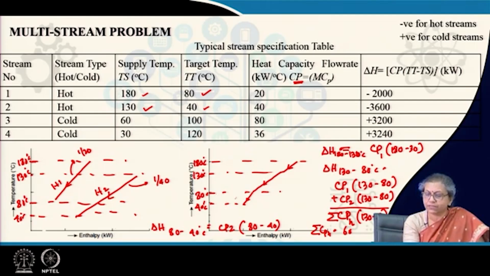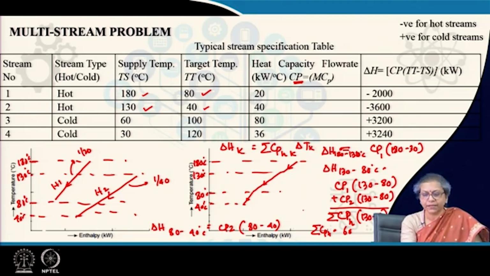Then once the intervals are made, what do I do? I find out the enthalpy changes for each interval. What is the enthalpy change for any particular interval k? It is simply sigma Cp H for all the streams which are there into delta T k, right. In that particular way I have found out the slope, and this whole thing is done for constant Cp, mind it, all these are straight lines.